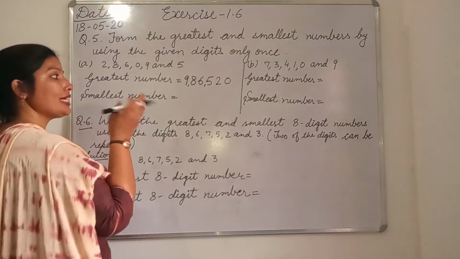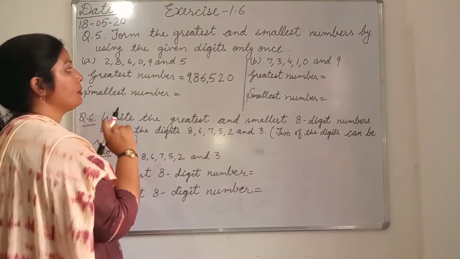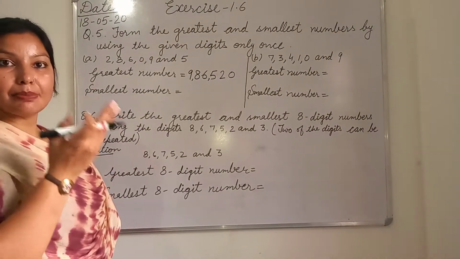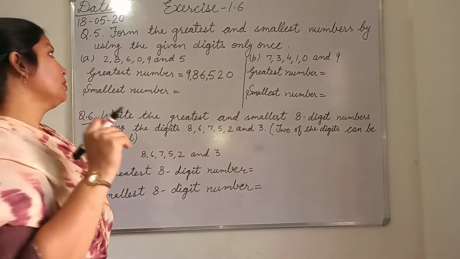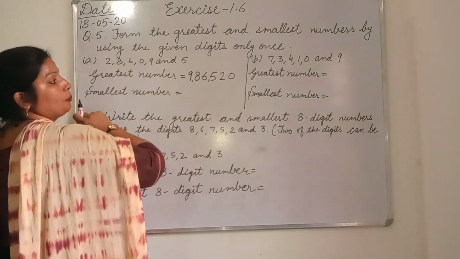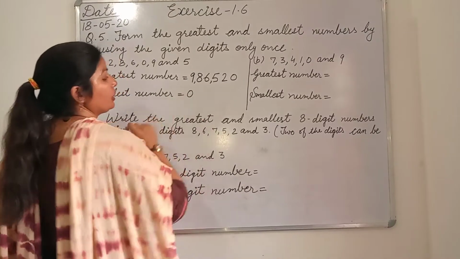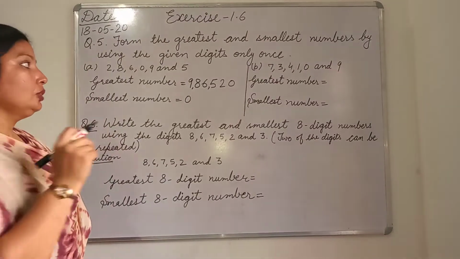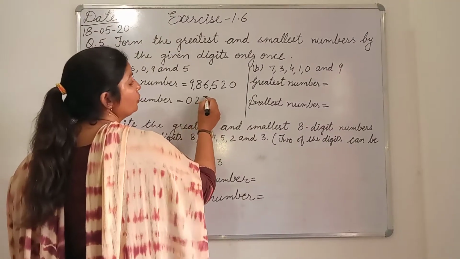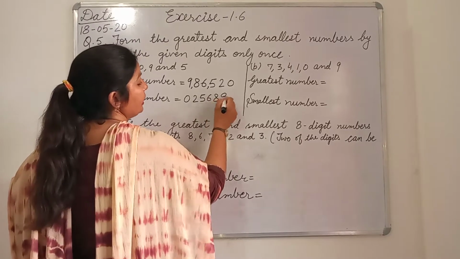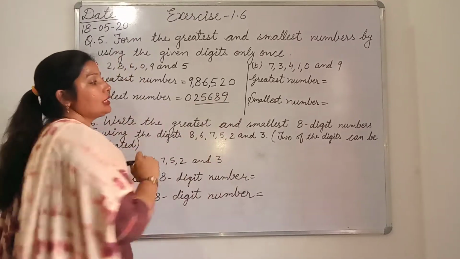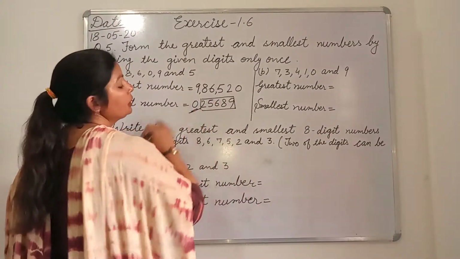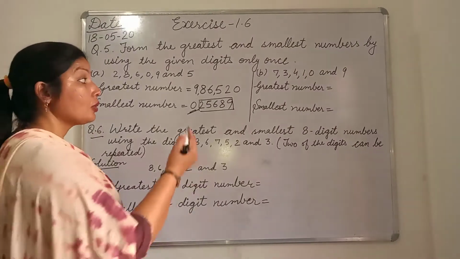Now next, the smallest number. By them we should make the smallest number. So in the smallest number we arrange from small to big: first the smallest digit, then big, then big, then big. So which is the smallest one here? 0. But if we write 0 in the beginning, this 0 has no value. So the number will become a 5-digit number. If you arrange like this: 0, 2, 5, 6, 8, 9, it becomes 25,689, and this will be a 5-digit number. There is no value of this 0.